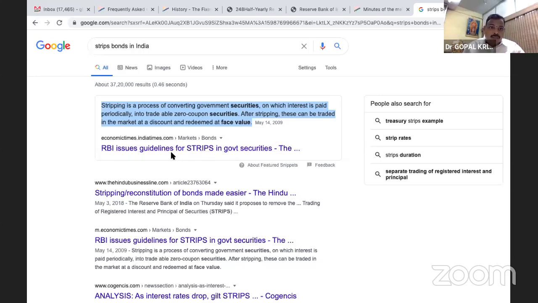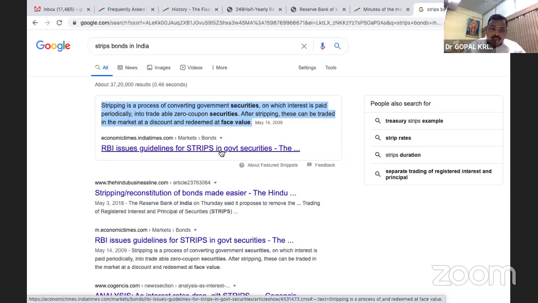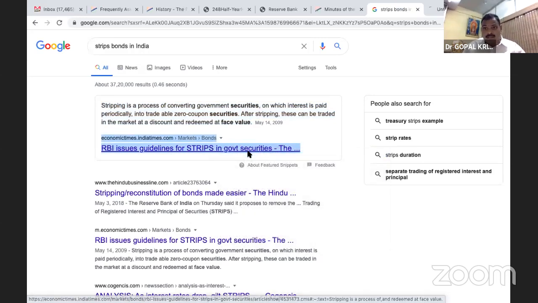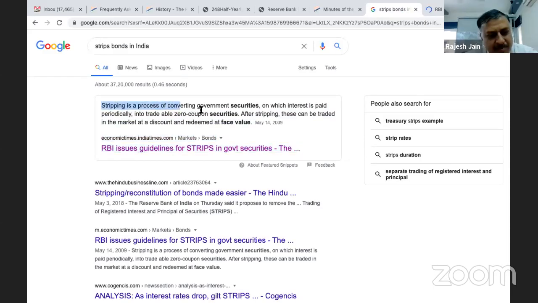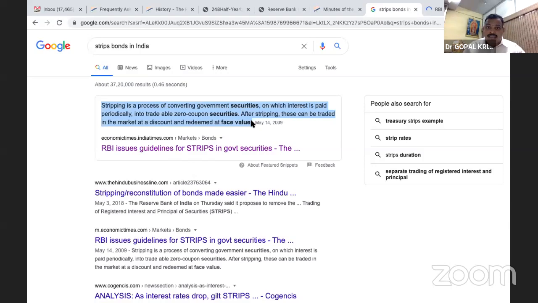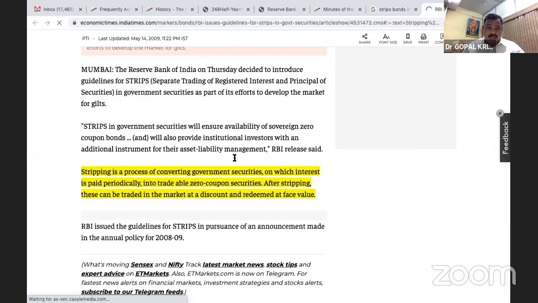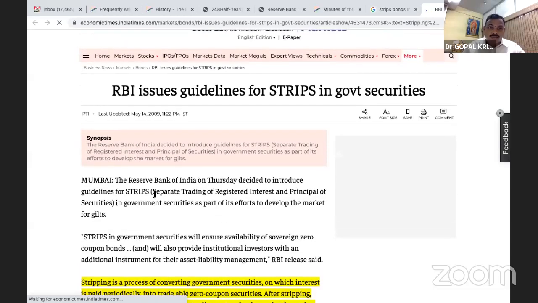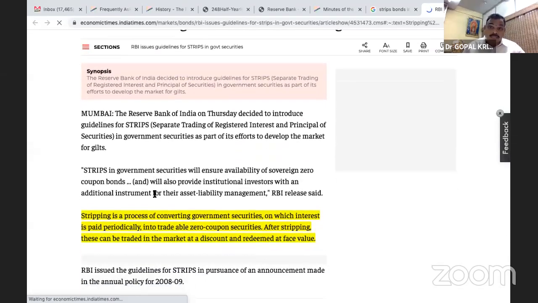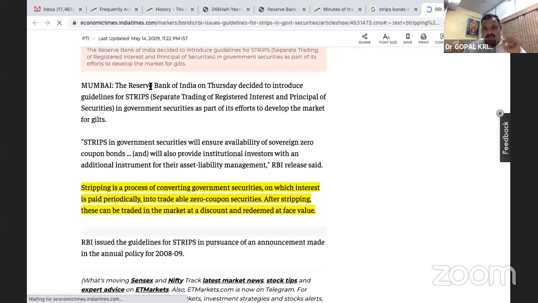So stripping, please look at this. RBI issues guidelines for strips in government securities. Please read this. This is a very important guideline issued by the Reserve Bank of India. Stripping is the process of converting GSEC, on which interest is paid periodically, into tradable zero coupon securities. After stripping, these can be traded in the market at a discount and redeemed at face value. So this is what it is, and the Reserve Bank of India regulates it. So RBI issues guidelines for strips in GSEC.